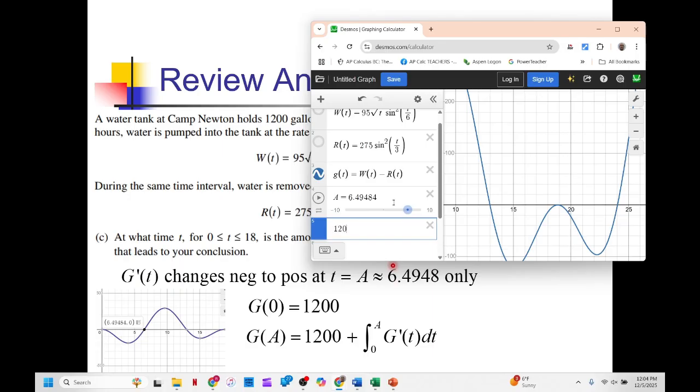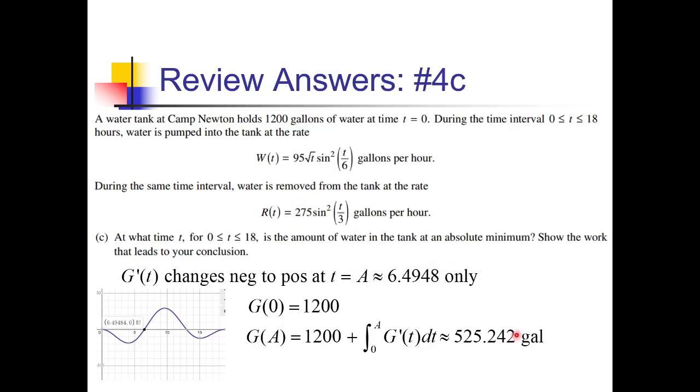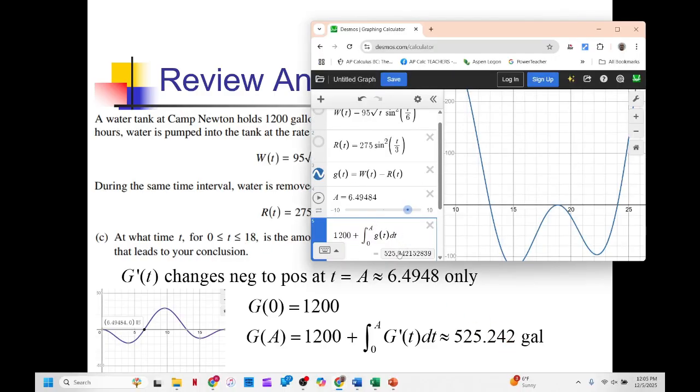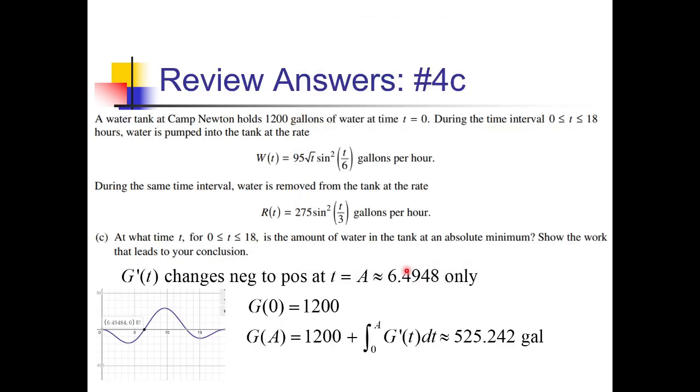So we've got 1,200 plus the integral from 0 to A, which I've already stored in there. And again, I'm using little g for my g prime. So the integral of little g of t dt comes out to about 525 if we're rounding to the nearest gallon. Or we could go a little bit more, either way. I guess they didn't say round it off, so we'll take it to the full 3 decimals, 242, yep.